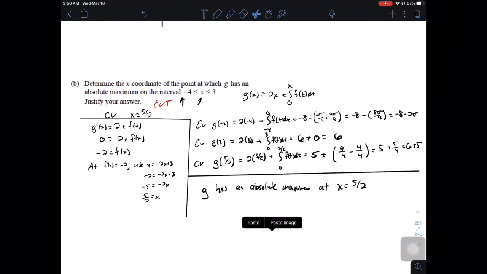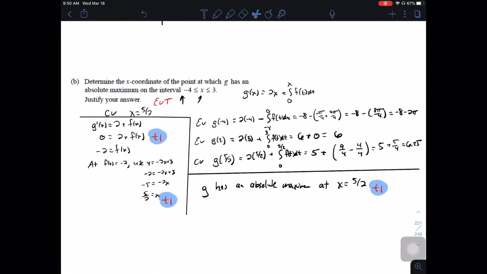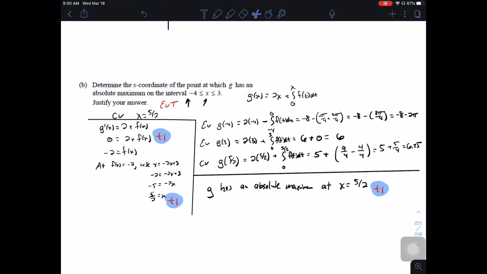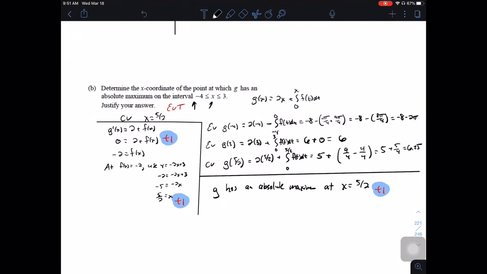How did the points go for this? Well, you get 1 point for stating where the absolute maximum is. You get a point for determining that 5 halves is a critical value, and you would get a point for taking this derivative correctly and setting it equal to 0. I'm assuming that in order to get this last point, you would have to include these other test points.